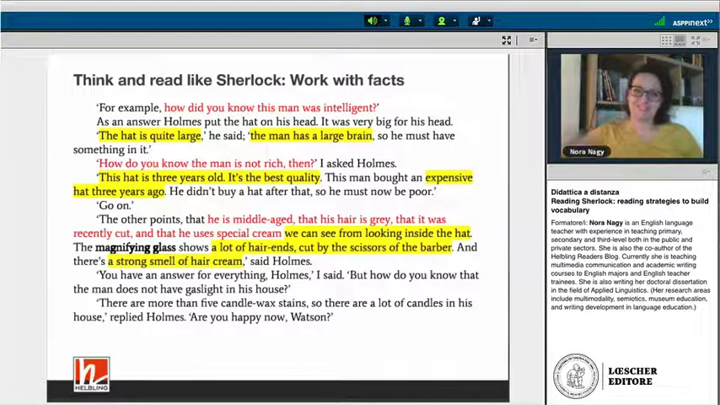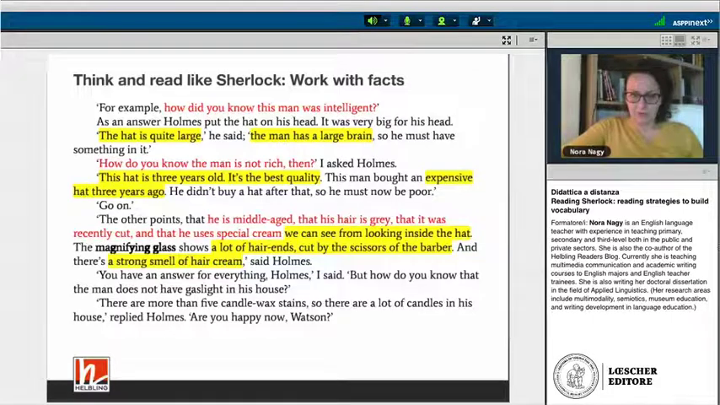Okay, now let's see the answers in the text. We know that the hat is quite large. The man has a large brain, so he must have something in it. We know that the hat is 3 years old. It is best quality, and it was an expensive hat 3 years ago. We can see from looking inside the hat that there are a lot of hair ends cut by scissors of the barber, and there's a strong smell of hair cream. You all remembered it very well.